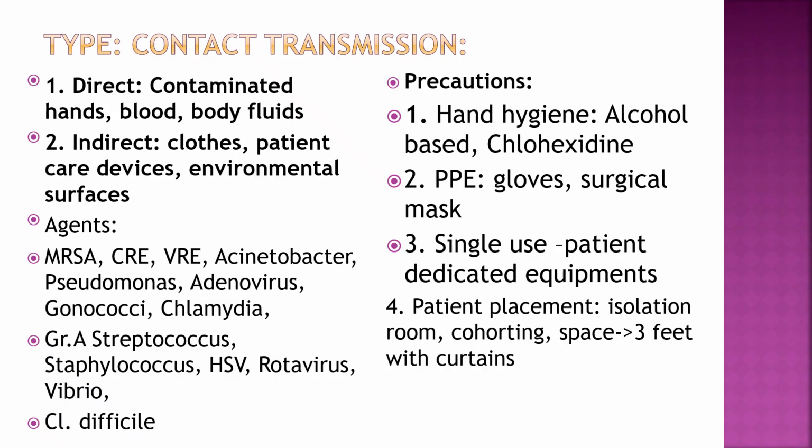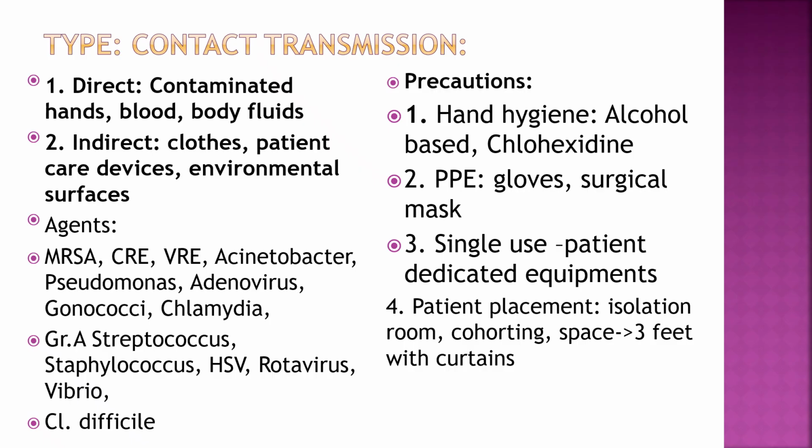So first one is contact transmission. It can be of two types, direct and indirect. Direct is through contaminated hands with blood and body fluids. Indirect is from the clothes, patient care devices or environmental surfaces, like the floor or touching the door handle, etc. The agents most commonly are methicillin resistant Staphylococcus aureus, Acinetobacter, Pseudomonas, adenovirus, chlamydia, group A streptococcus, staphylococcus, rotavirus, vibrio, Clostridium difficile. So precautions here.